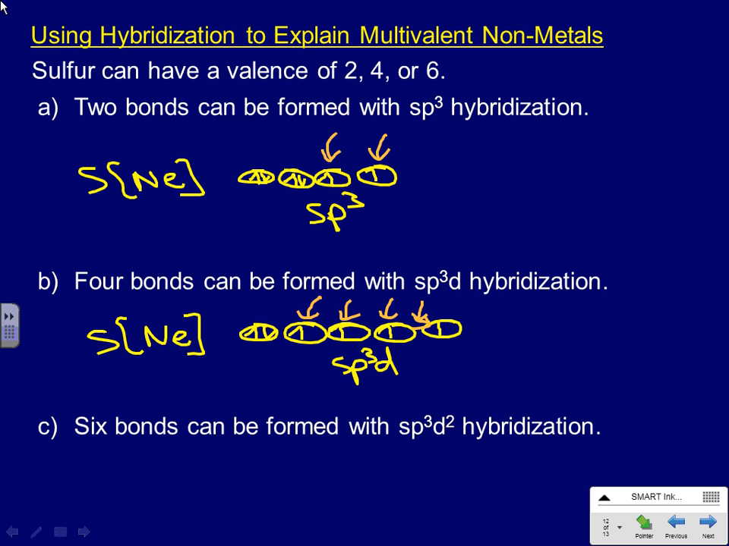And we've just seen sulfur in its sp3d2. 1, 2, 3, 4, 5, 6. I'm not going to put little arrows with each of those. You can see there that all 6 electrons are available for sharing. So hybridization explains the multivalence of our nonmetals. We've explained the multivalence of our metals with electron configuration and how they give away their electrons. Now we've explained the multivalence of our nonmetals.